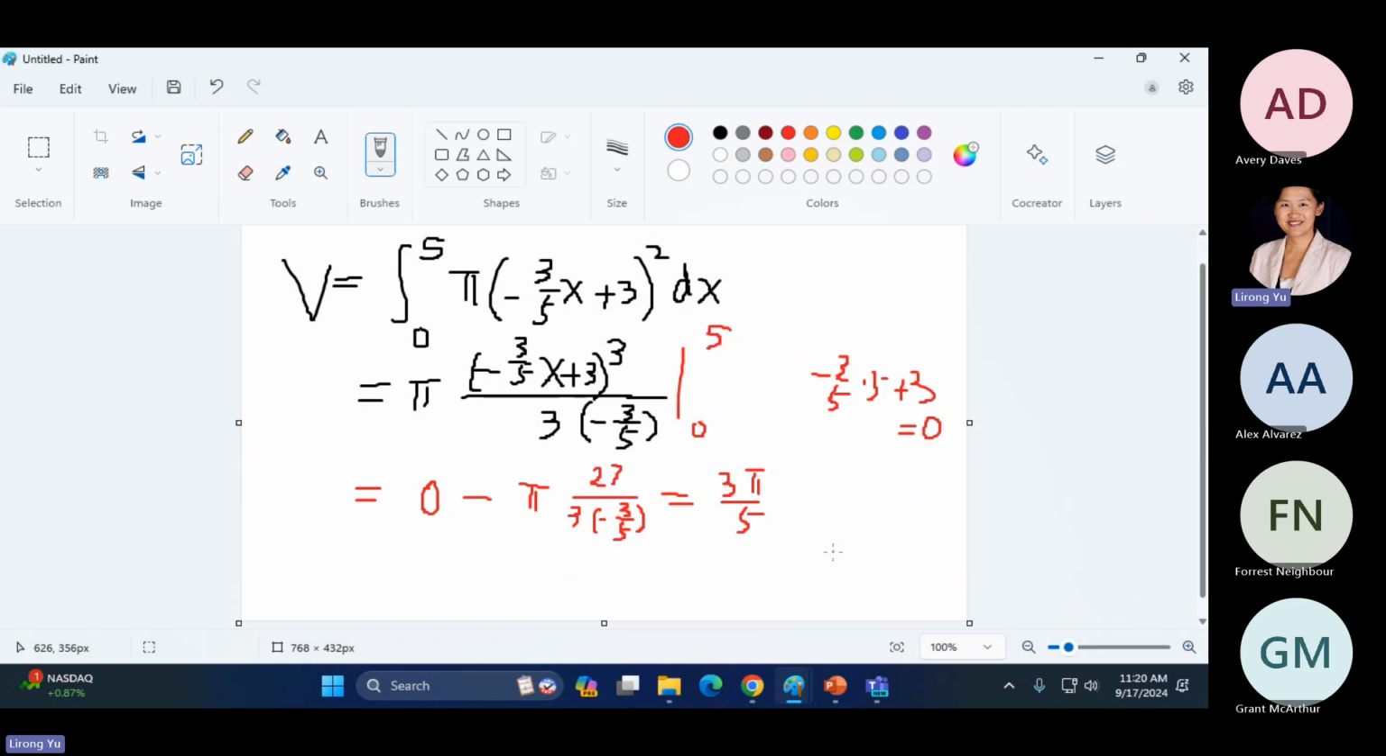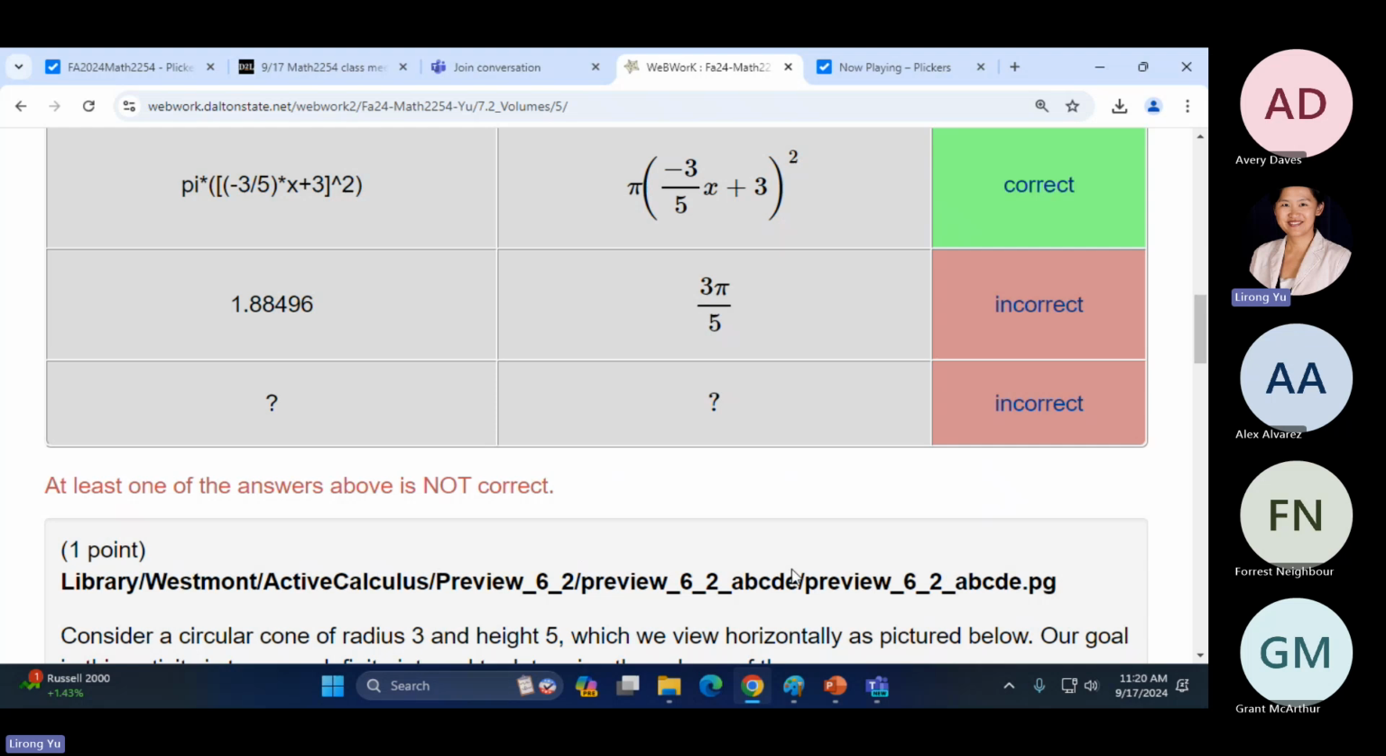Oh, the 5 goes in the denominator, so it should already be a multiplication. You're right. It's not division by 5; this 5 is in the denominator of the denominator, so it actually goes there, not here. So the answer should be 15 pi, not 3 pi over 5. Thank you.